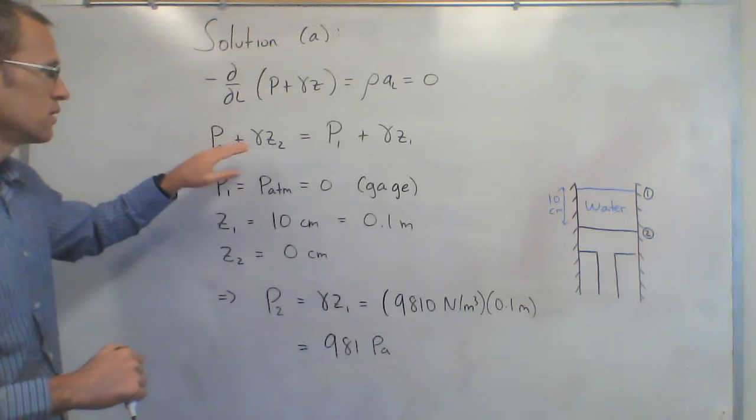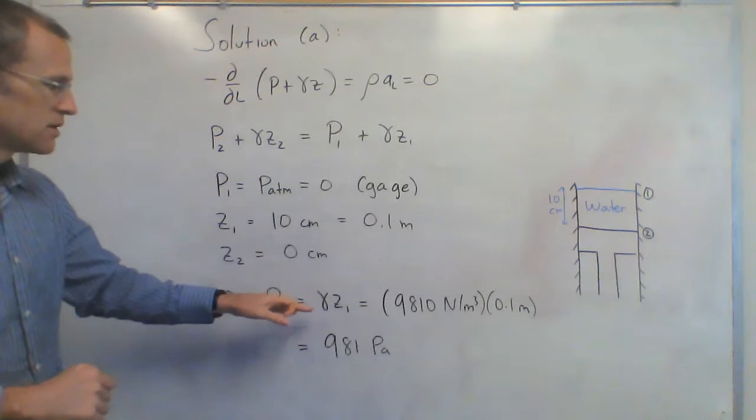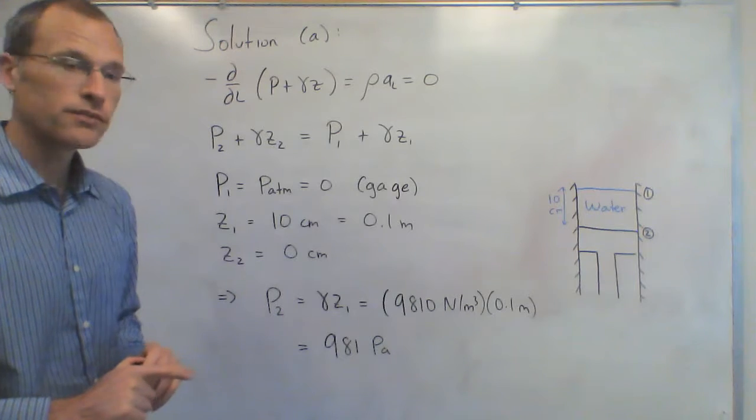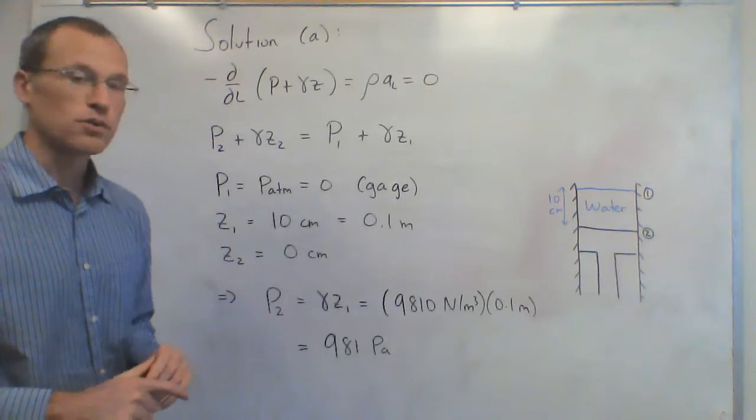So gamma Z2 is gone, P1 is gone. I'm left with P2 is gamma Z1. For water, 9,810 newtons per cubic meter, Z1 0.1 meters. Get 981 newtons per square meter, or pascals.